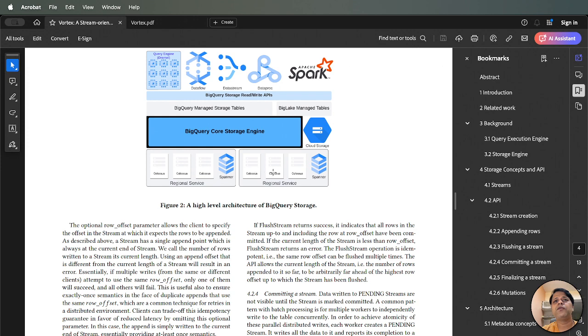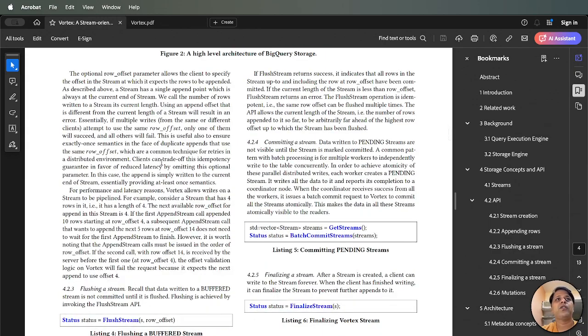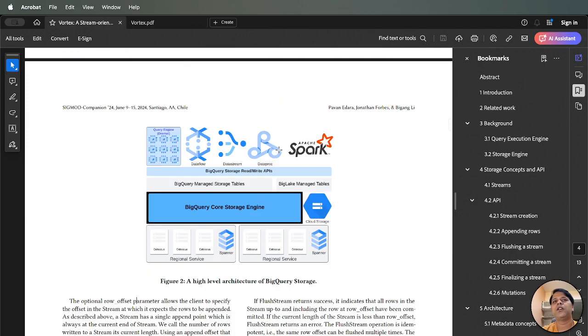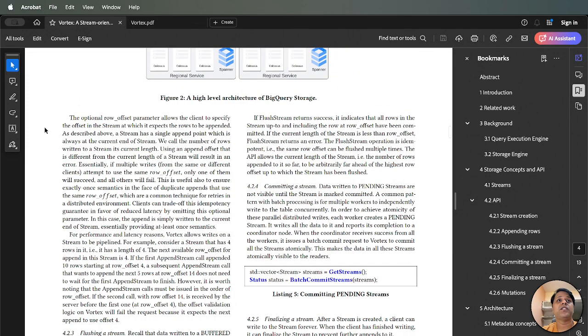Here is a little bit of layering, showing where it happens. At the end, all of it is on Colossus, but there is a layer in between your Colossus and the storage engine, through which there are certain processes and layers of data handling and data structures, which ensure that it is write optimized. Now the row offset is optional. If you see here, when the append stream is used, this row offset is given, but it is optional. Let's see what the effect of it is.